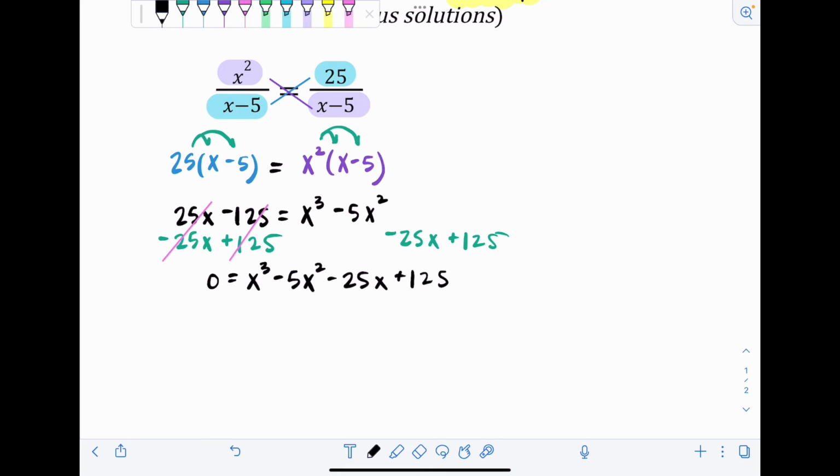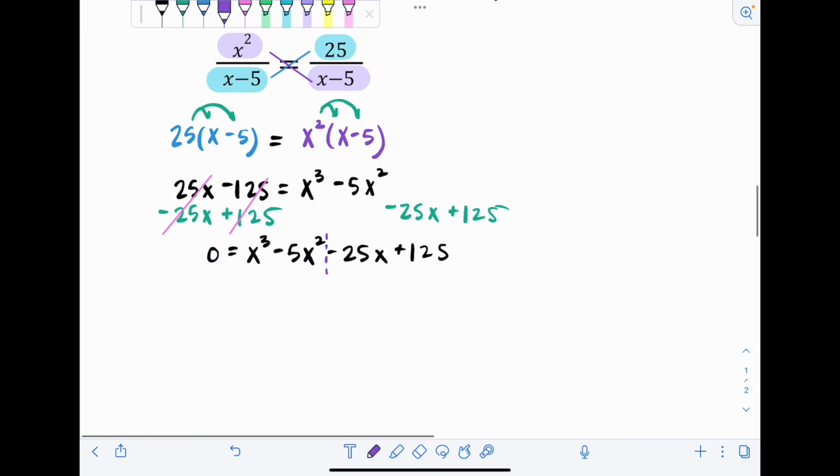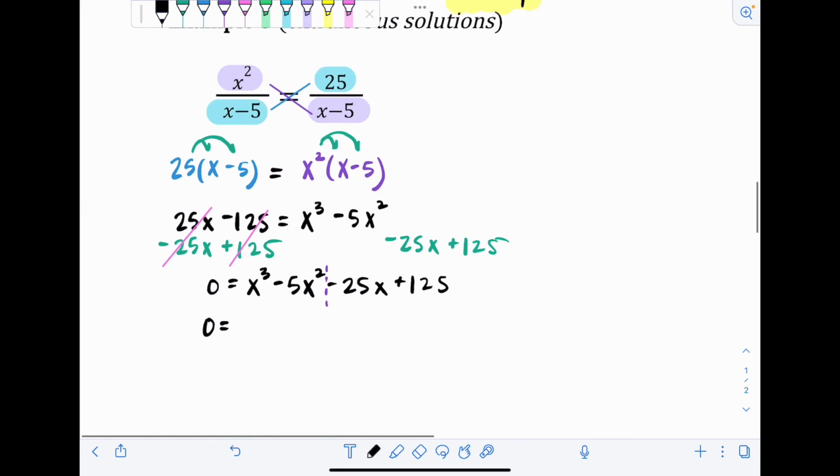So you always want to check for a GCF first, which none of these terms have a common factor other than 1, so I wouldn't factor out a GCF here. I would just go ahead and break the right side of the equation in half, and then I would factor the GCF out of each half. So 0 is equal to... I'm going to stop here too, because if I wait till the end, I'll forget.